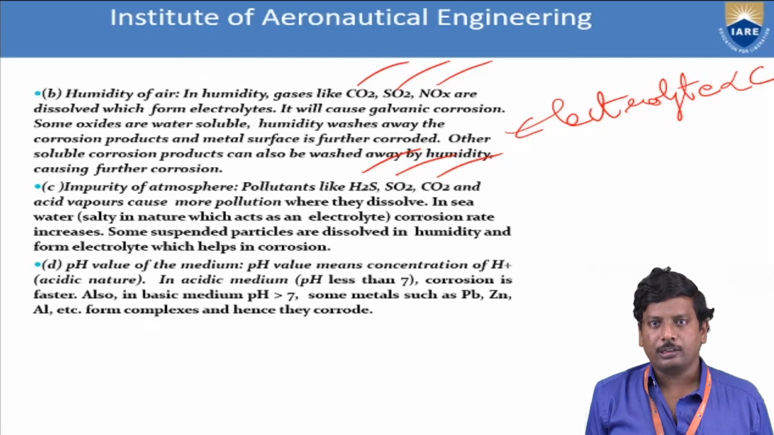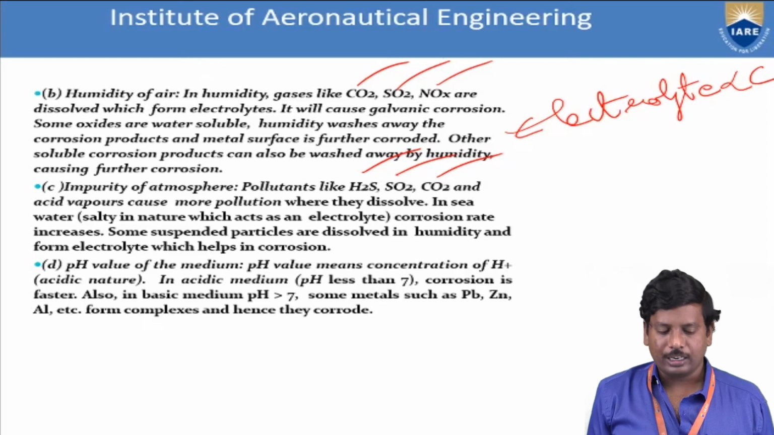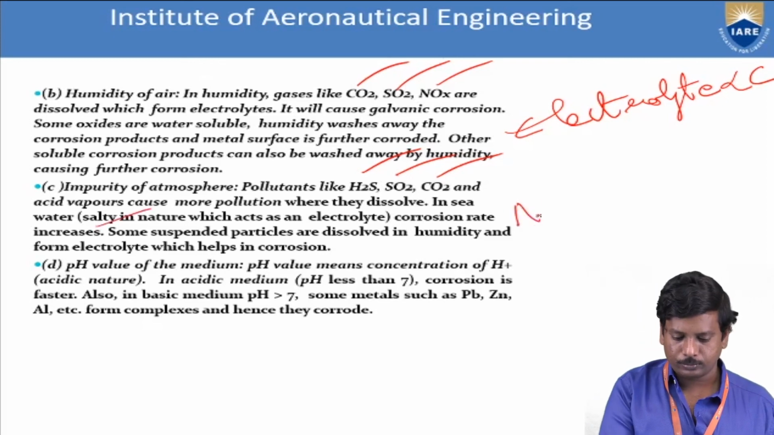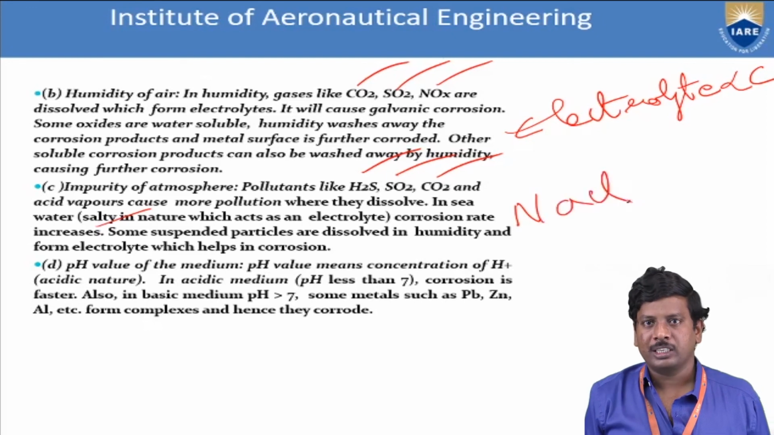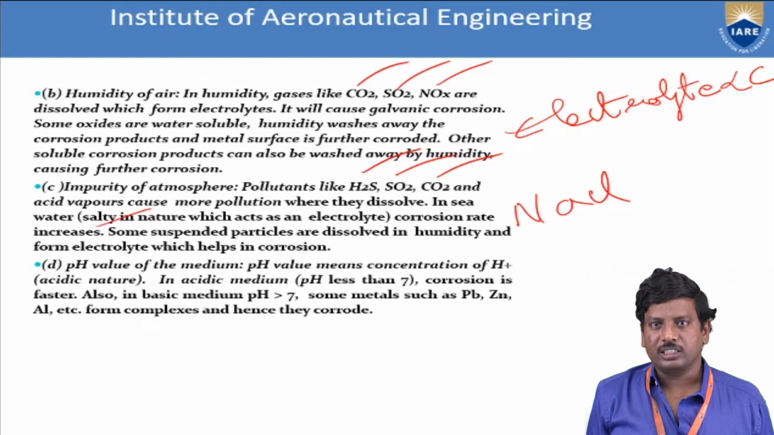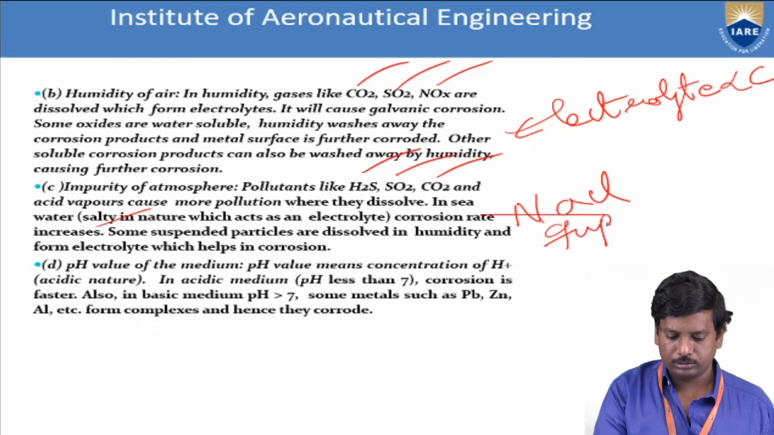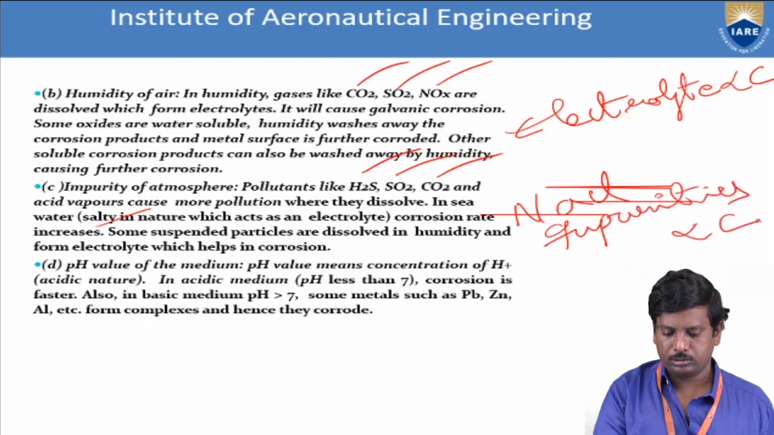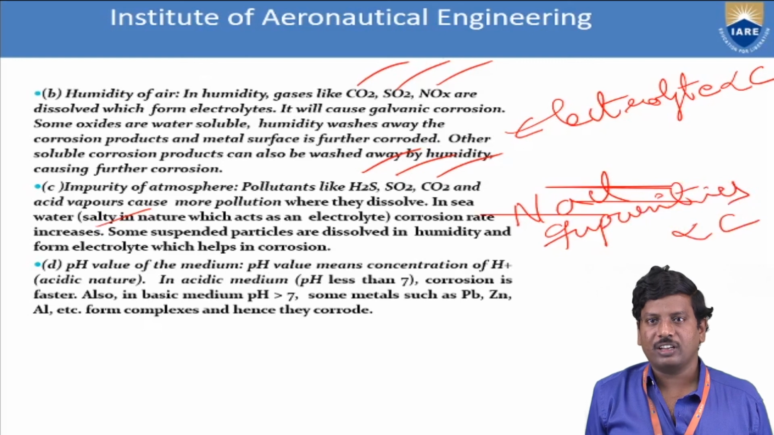In seawater, the salt acts as an electrolyte. That means salty water, sodium chloride, acts as an electrolyte. So the corrosion rate automatically increases. Suspended particles are dissolved in the humidity and form the electrolyte, which helps in corrosion. Even in the atmosphere, because of the presence of pollutants and salt, the corrosion rate again increases. That means impurities are directly proportional to corrosion.